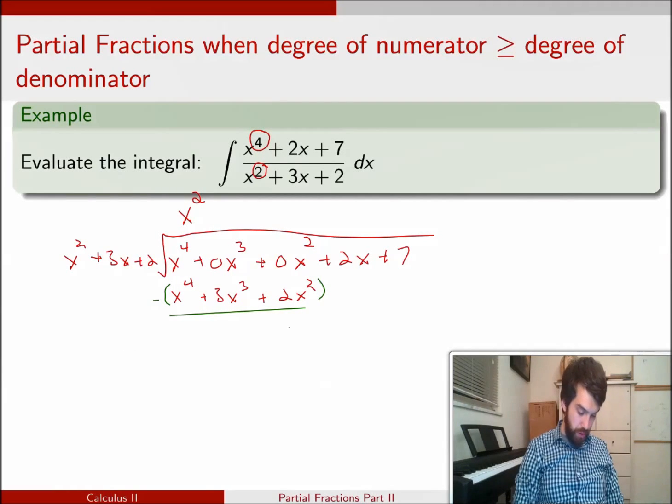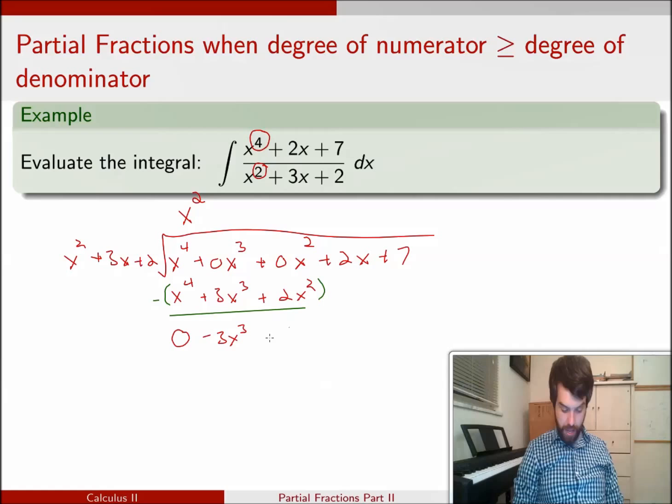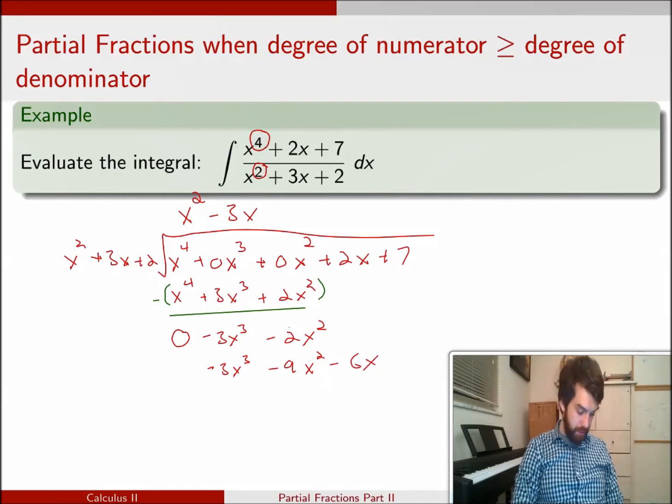This is going to give me, well, x to the 4th minus x to the 4th is just 0. So I'll put a 0 here. 0x cubed minus 3x cubed is minus 3x cubed, and then minus 2x squared. All right. Now I want to get a term of the form minus 3x cubed. I've got an x squared already, so I'm going to do a minus 3x. And that's going to give me minus 3x cubed minus 9x squared minus 6x.